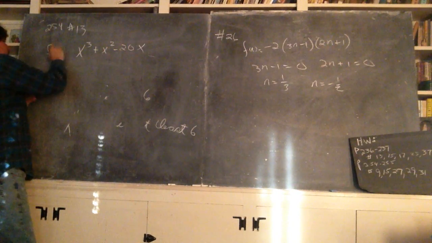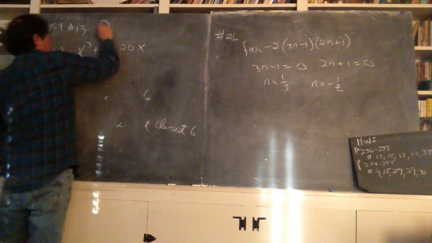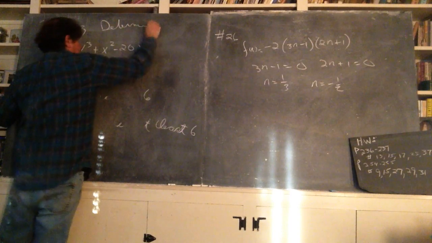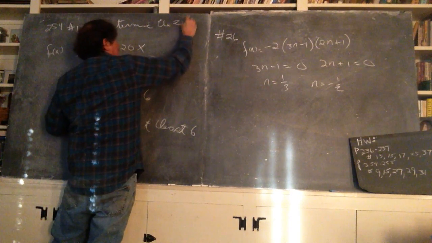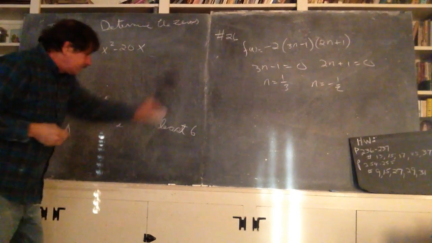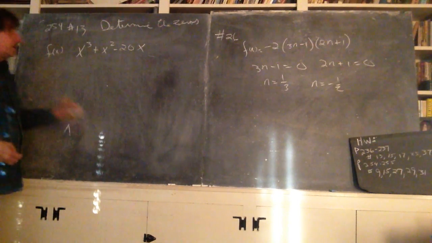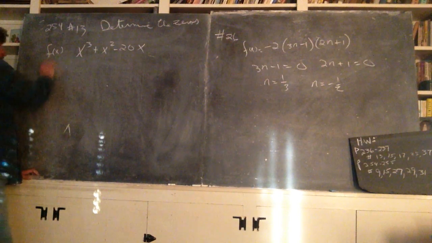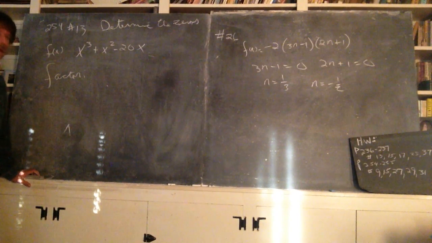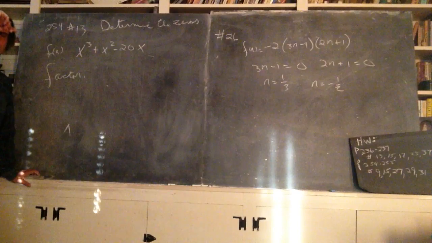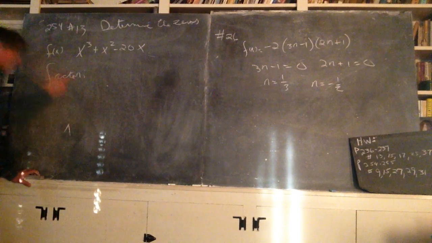So here's a function, and it says determine the zeros. Zeros are the roots, determine the zeros. We'll call them zeros, meaning, where does it hit the x-axis? So in order to do that, factor.